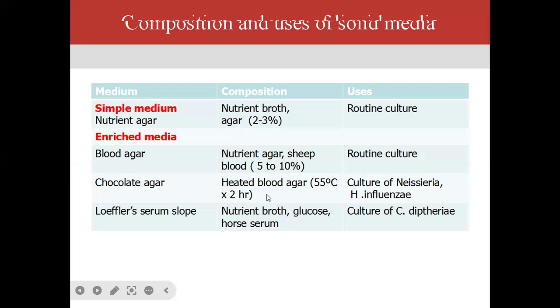Next, chocolate agar, heated blood agar. Composition is blood agar heated at 55 degrees centigrade for 2 hours. This is helpful for culture of Neisseria and Haemophilus influenzae. Next, Loeffler's serum slope. It consists of nutrient broth, glucose, and horse serum. This is helpful for culture of Corynebacterium diphtheriae.